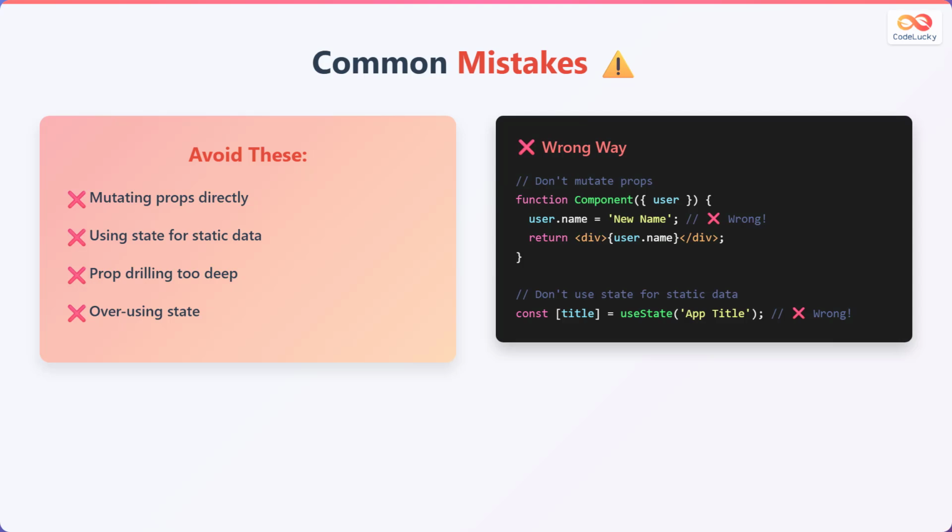Here is a code example of a wrong way of doing things. First, never mutate props. Instead of directly modifying the user object passed as a prop, create a copy of the user object and modify that instead. And do not use state for static data. If title never changes, it should be defined directly as a constant in the component, not as a state variable.